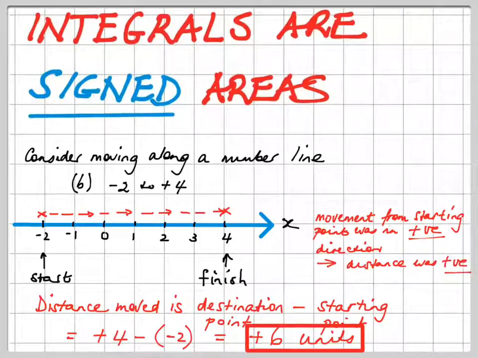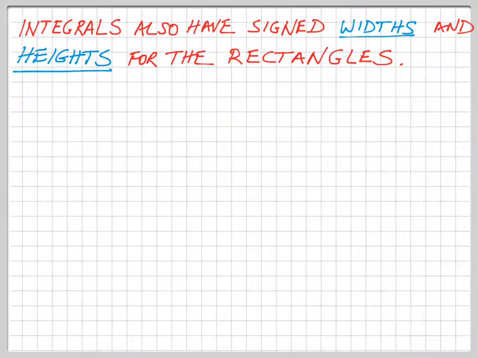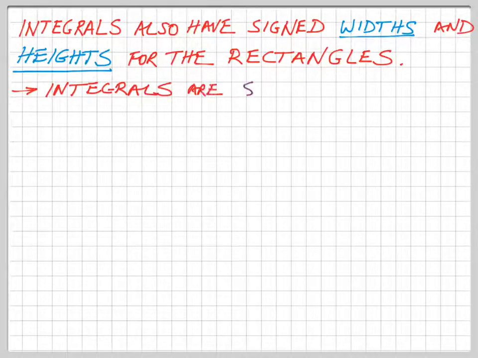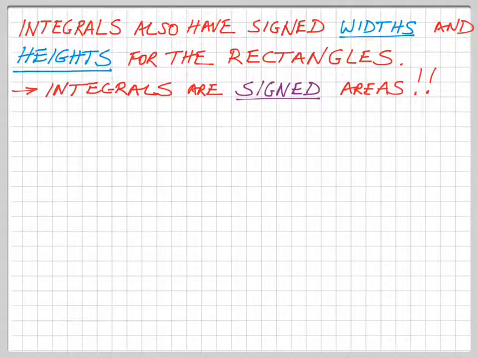Therefore, the distance was positive, okay? All right, let's go. Now, what I'm saying is that integrals also have signed widths and signed heights for the rectangles which you're calculating the areas of. That is crucially important, okay? Now, therefore, what I'm saying is that integrals are signed areas. They're not just numbers, they are signed areas.